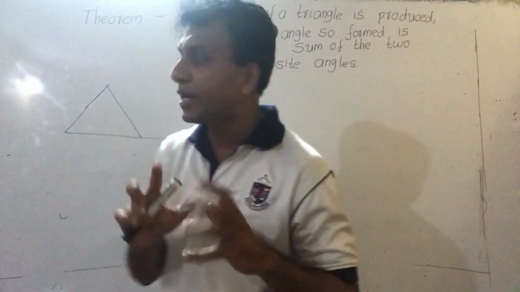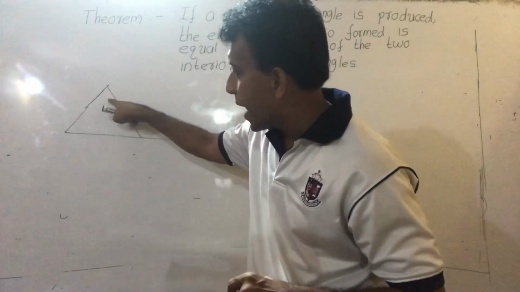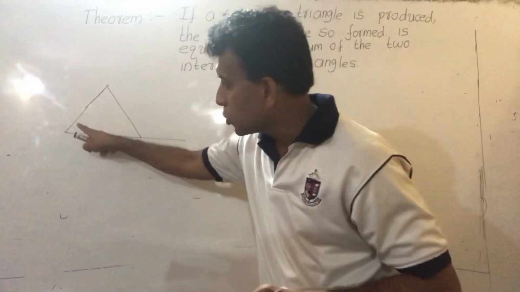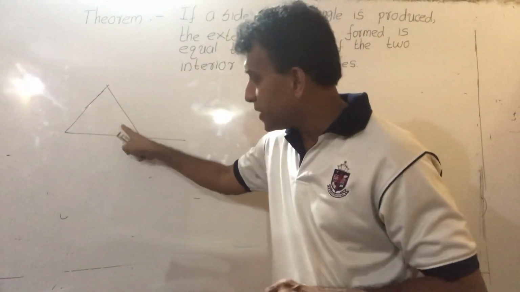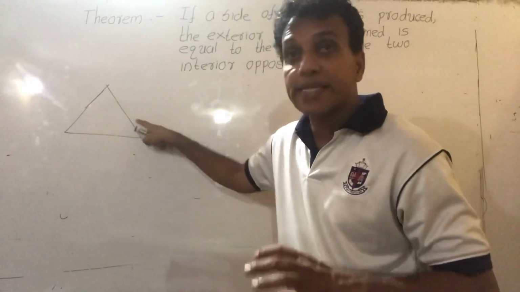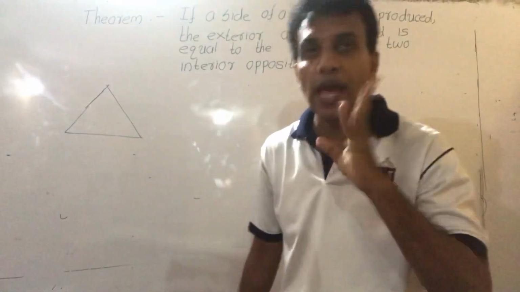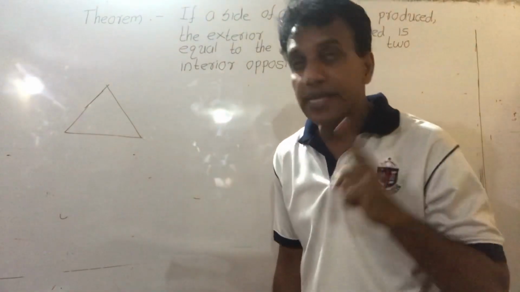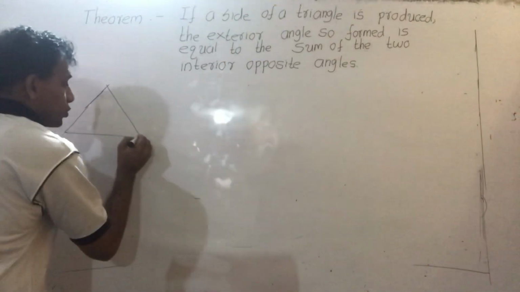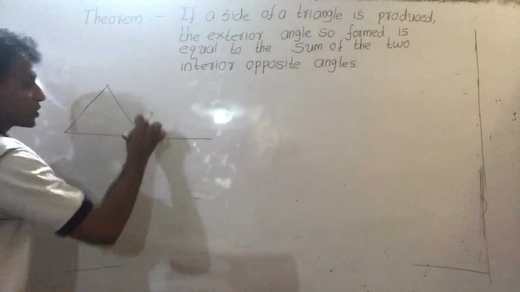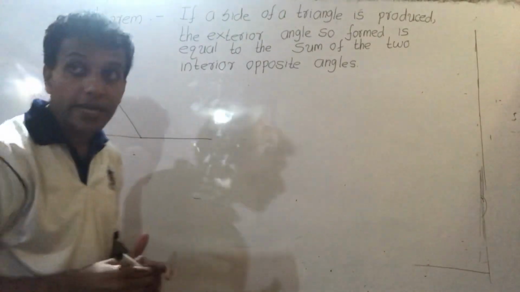Before that, you should know the angles. This is an inside angle, an interior angle. This is also interior. Here also interior. This is called the outside, exterior angle. See, in a triangle there are three interior angles. If you want the exterior angle, then you produce the side. That's called the exterior, outside angle.